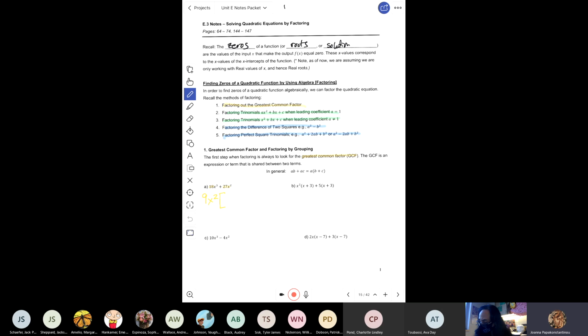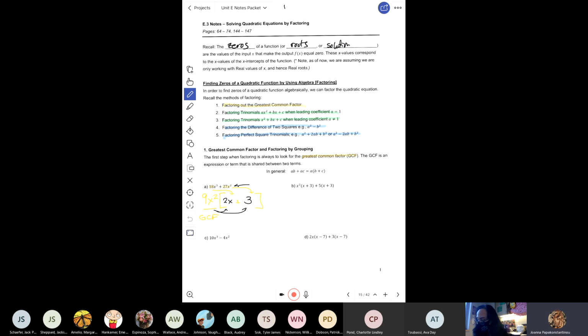So if I were to factor out a 9x squared being my greatest common factor, let's see what's going to be left over after I divide each of those terms by that greatest common factor. What am I going to have left over inside the parentheses or braces? It doesn't matter how you denote it. 2x plus 3. Very good. And if I wanted to check it, I could just redistribute multiplication, right? Distributive property over addition. And then I should get back the original expression. That's how you take out a greatest common factor.